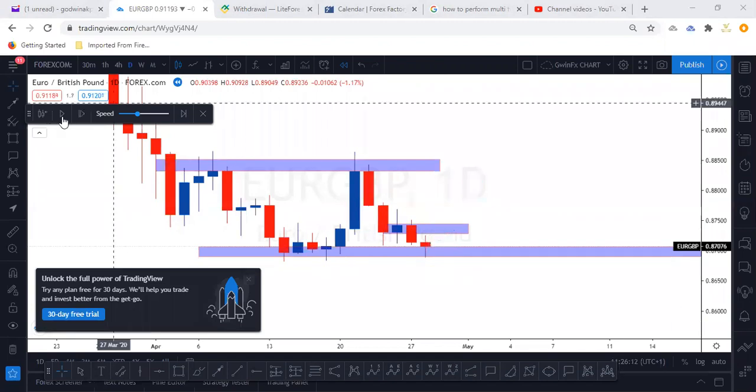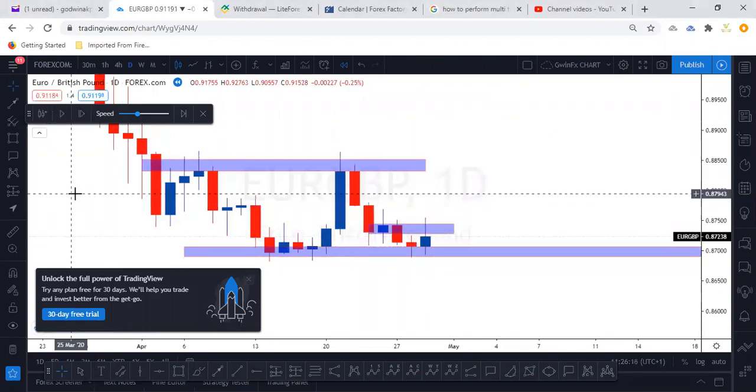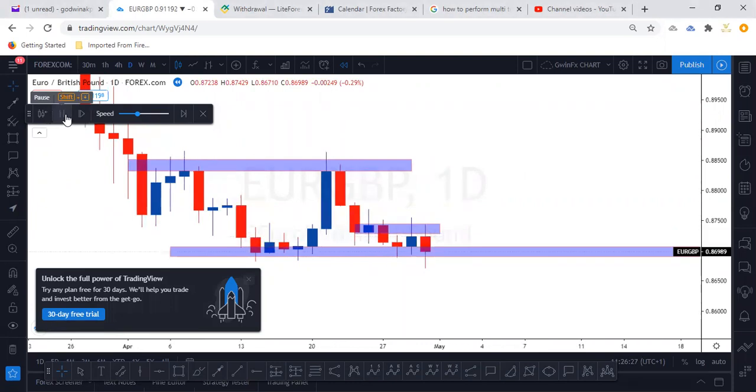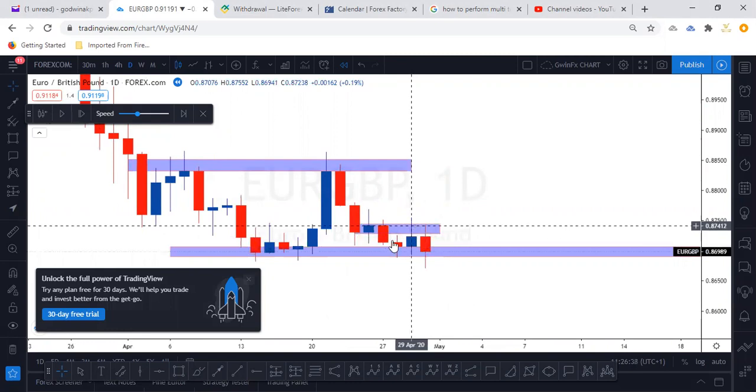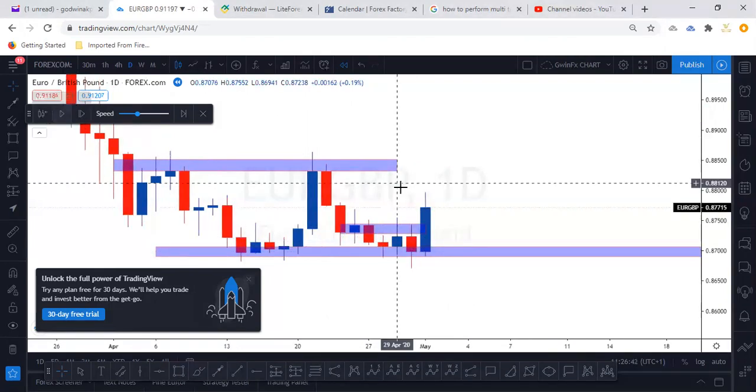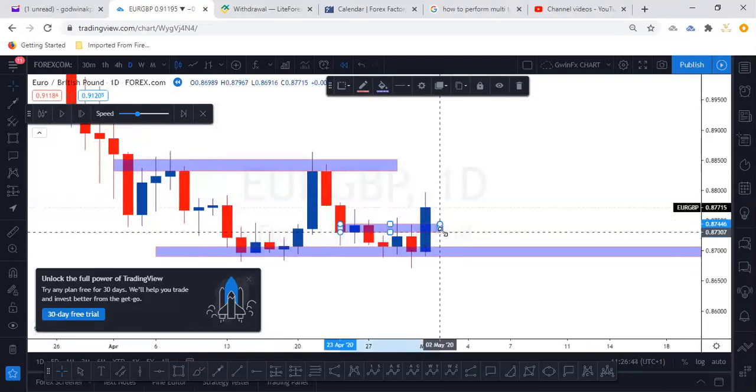Next day, okay, indecision candle should follow by a strong bullish candle to confirm the reversal. Next day, all right, and followed by another indecision candle. So we cannot be bullish on this because we are yet to break above this structure. Let's see the next day. Boom, the trigger we're looking for.